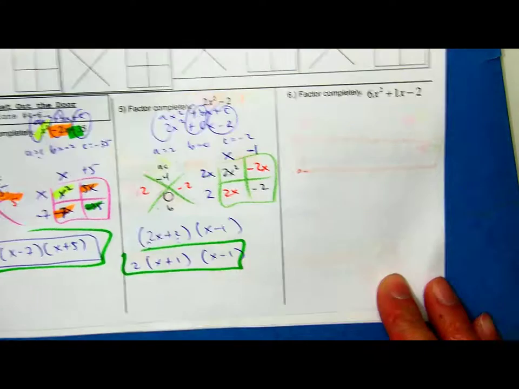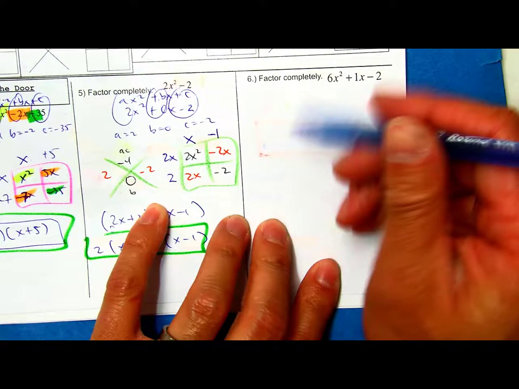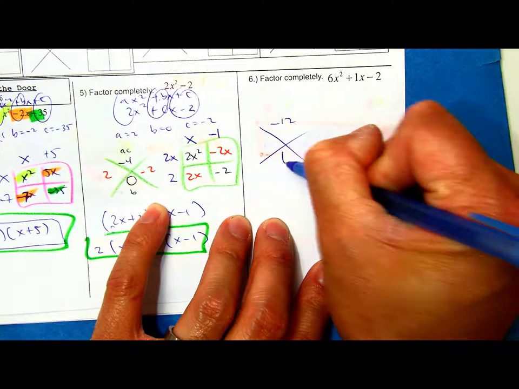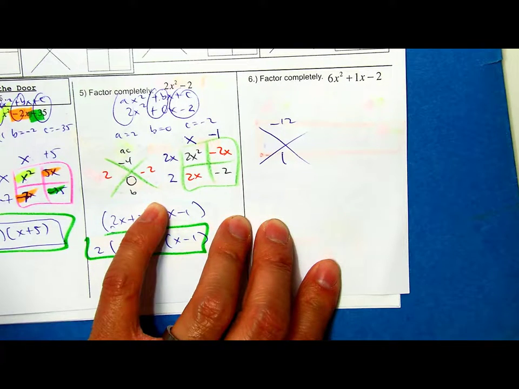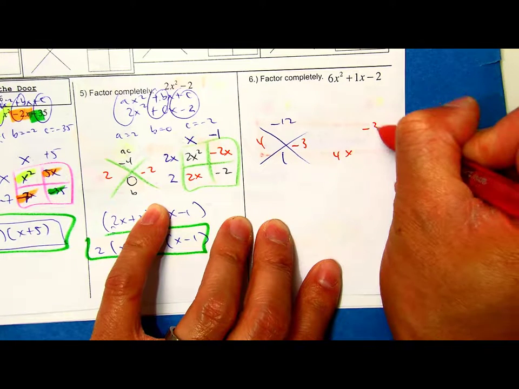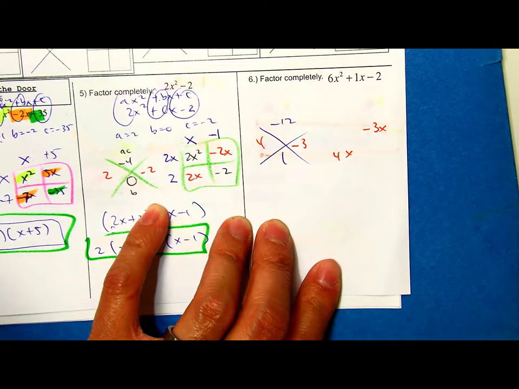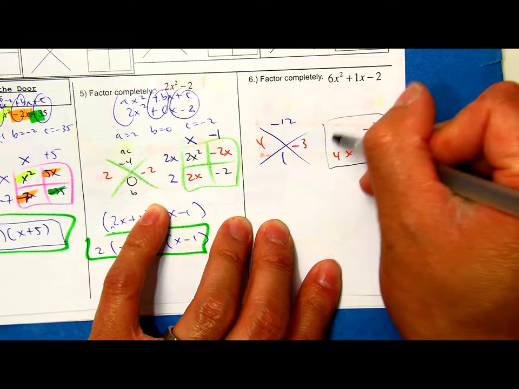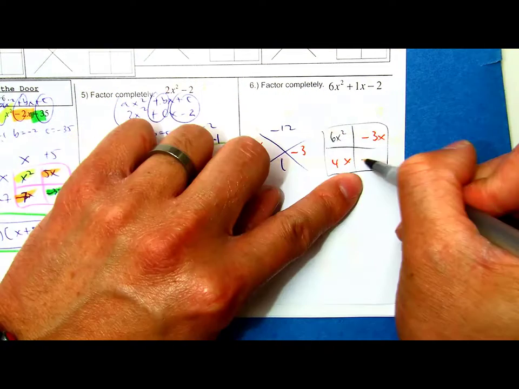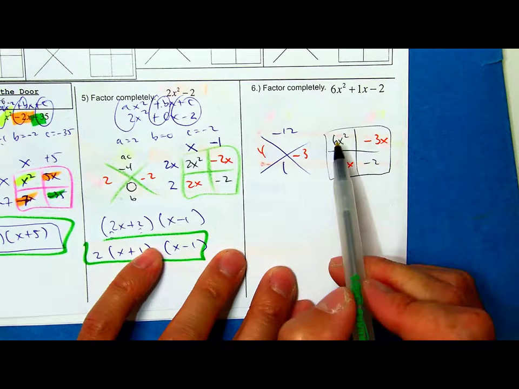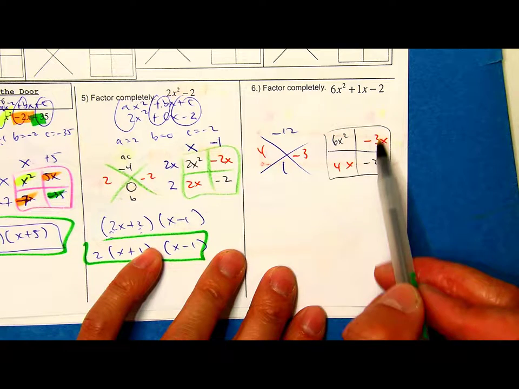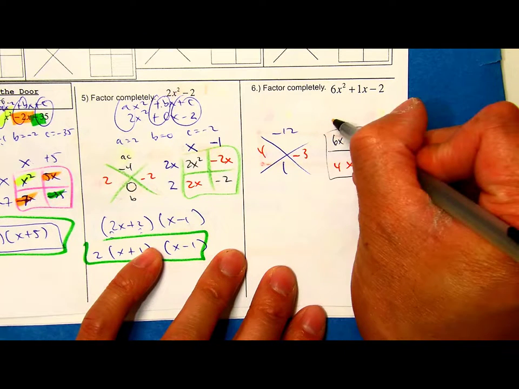Number 6. A times C is -12. B value is 1. My two numbers are 4 and -3. First term always goes there. Last term. Now, some students tried 6 and 1. Well, that won't work because 6 times something equals -3, so break it up to 2 and 3.